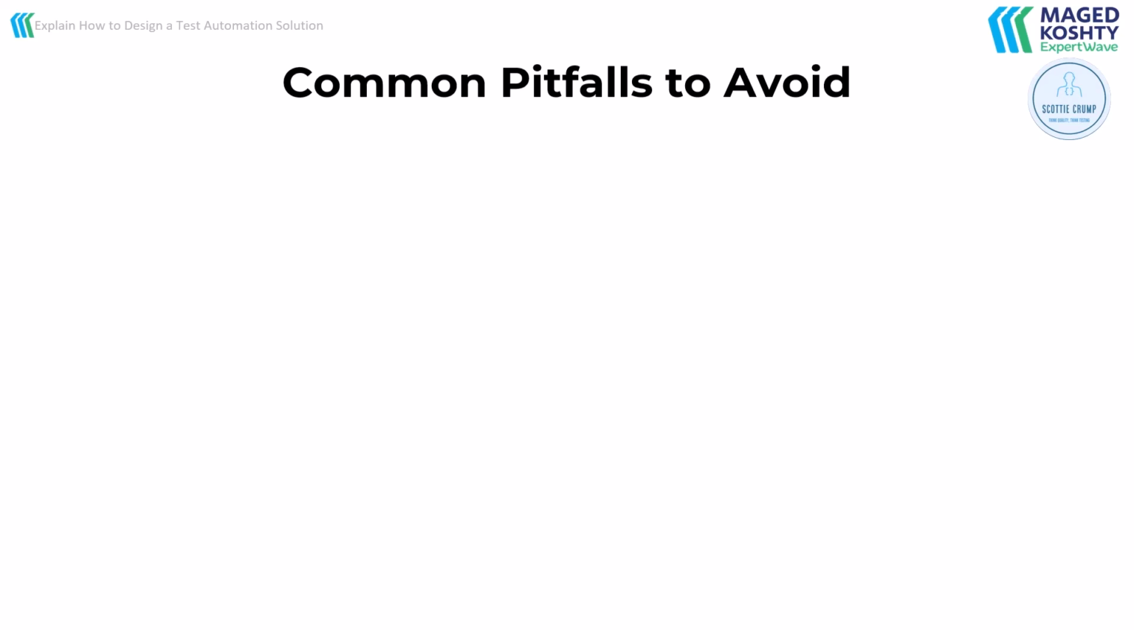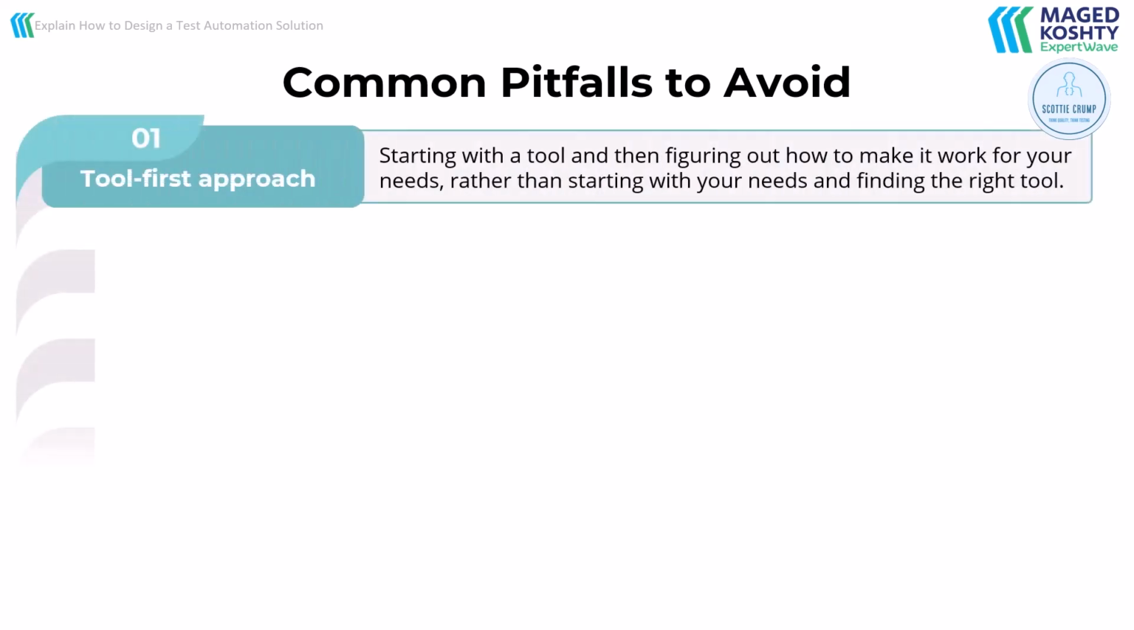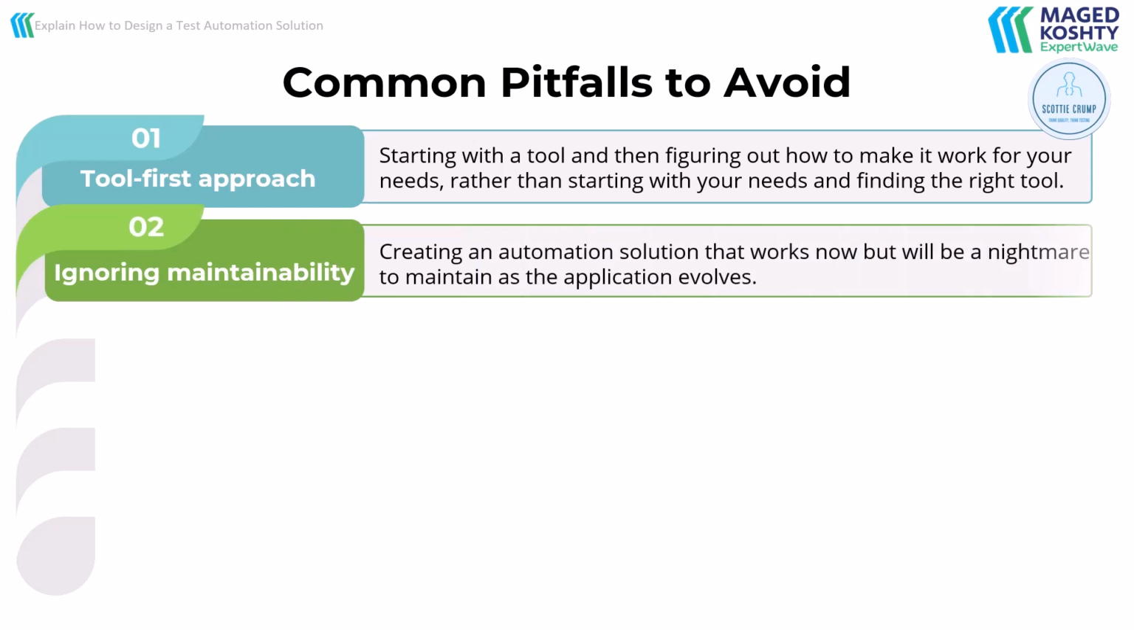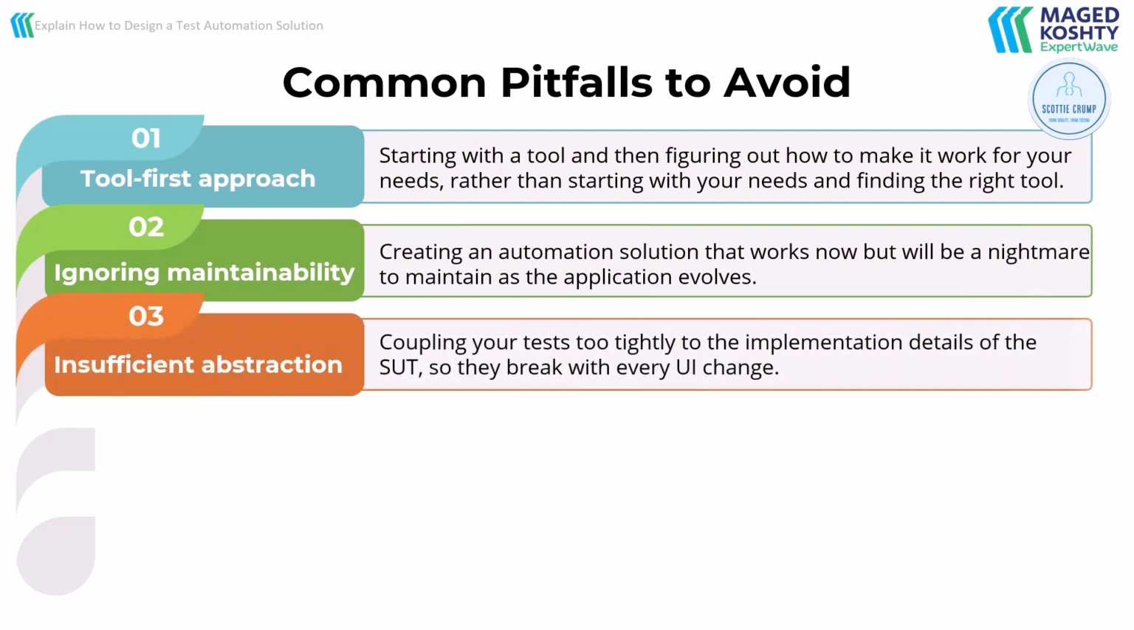Common pitfalls to avoid. Before we wrap up, let me share some common pitfalls I've seen teams fall into when designing their test automation solution. Tool-first approach. Starting with a tool and then figuring out how to make it work for your needs, rather than starting with your needs and finding the right tool. Ignoring maintainability. Creating an automation solution that works now, but will be a nightmare to maintain as the application evolves. Insufficient abstraction. Coupling your tests too tightly to the implementation details of the SUT so they break with every UI change.